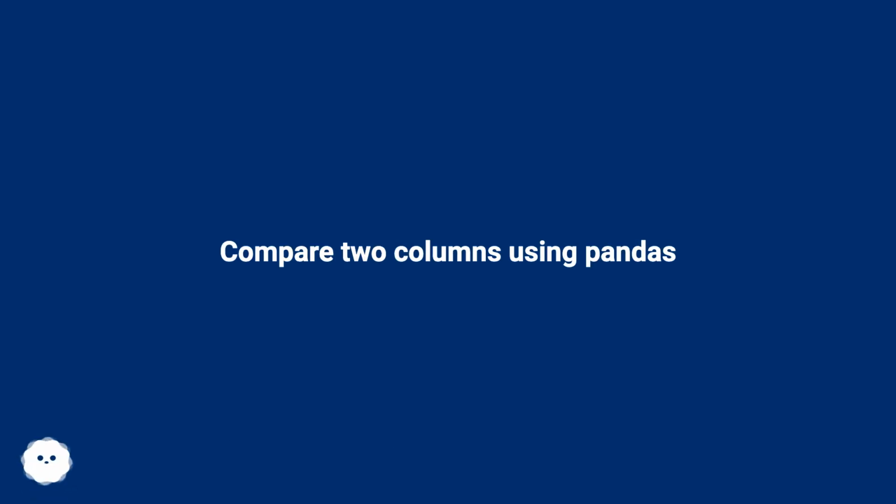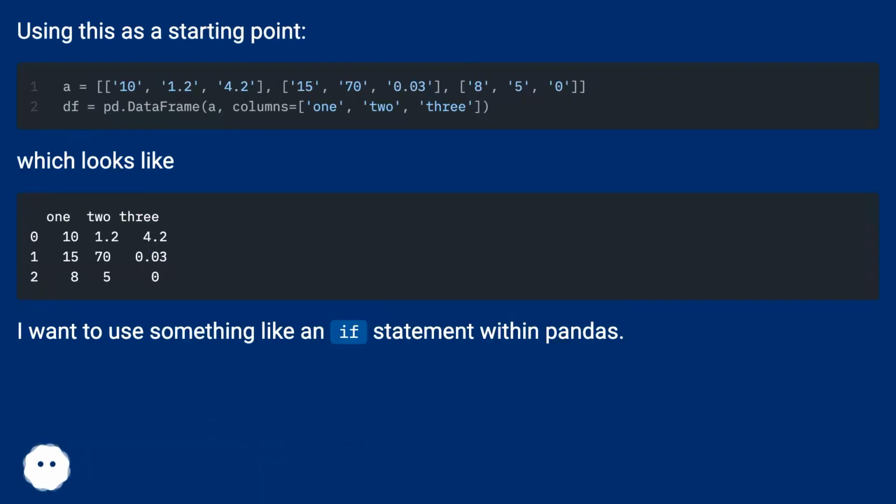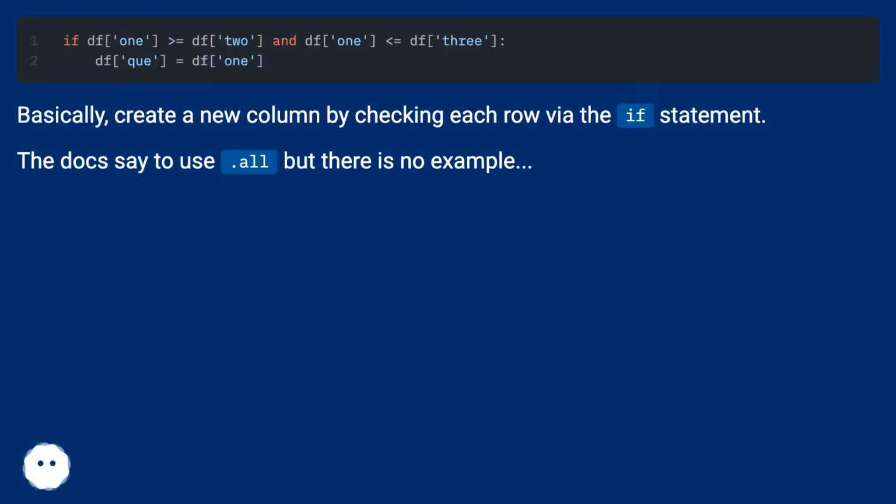Compare two columns using Pandas. Using this as a starting point, which looks like this, I want to use something like an if statement within Pandas. Basically, create a new column by checking each row via the if statement. The docs say to use .all, but there is no example.